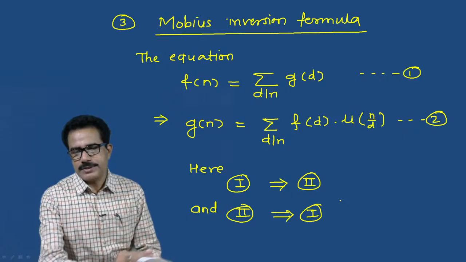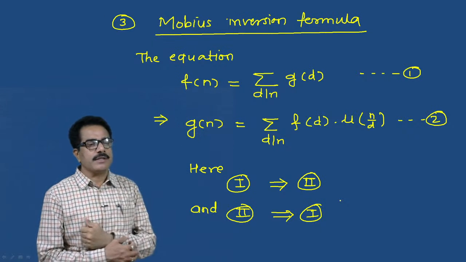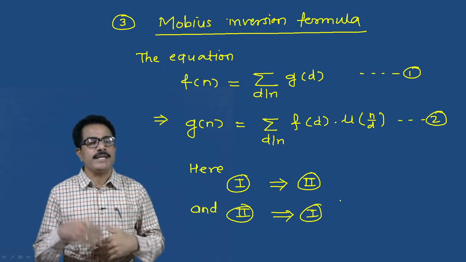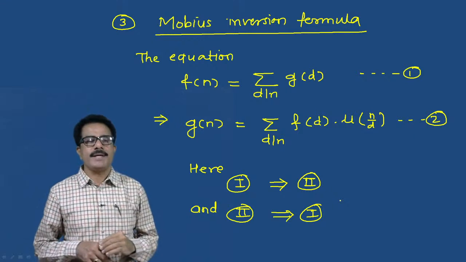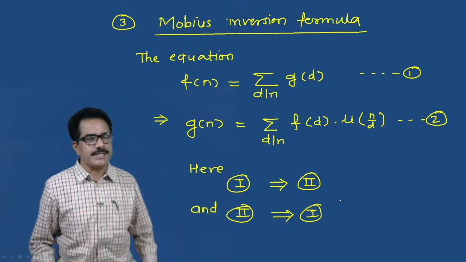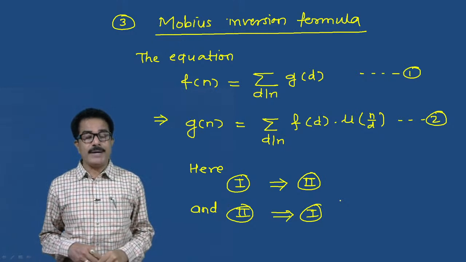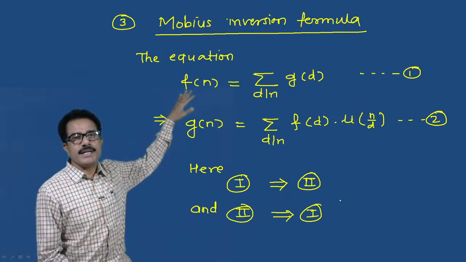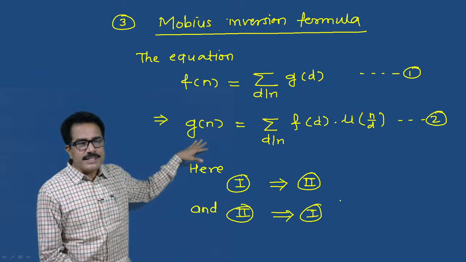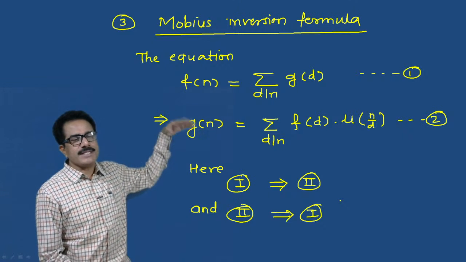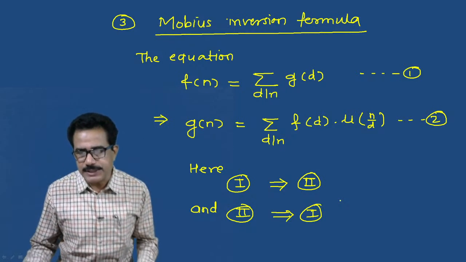See this, if this condition is satisfied, f of n equals the summation over d divides n of g of d, this implies that g of n equals the summation over d divides n of f of d into mu of n divided by d. If the first condition is true, then the second condition holds. If the second condition holds, then we can say that the first condition is true. This is called the Mobius inversion formula.